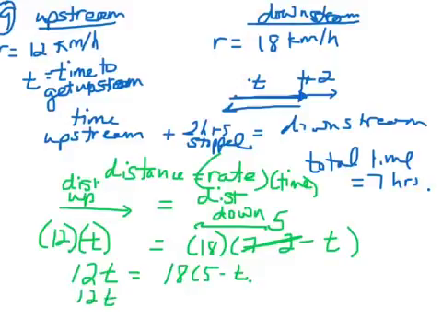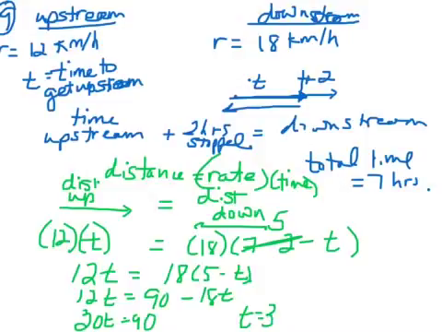Well, 18 times 5 is 90, so 12t equals 90 minus 18t. If I add 18t to both sides, this would be what? 30t is equal to 90, and t is equal to 3. Now that tells me what t is, right? But what did they want to know? They wanted to know how far it went.